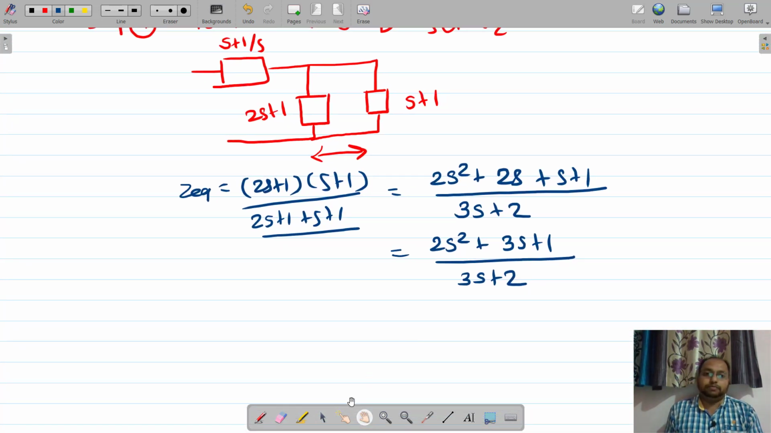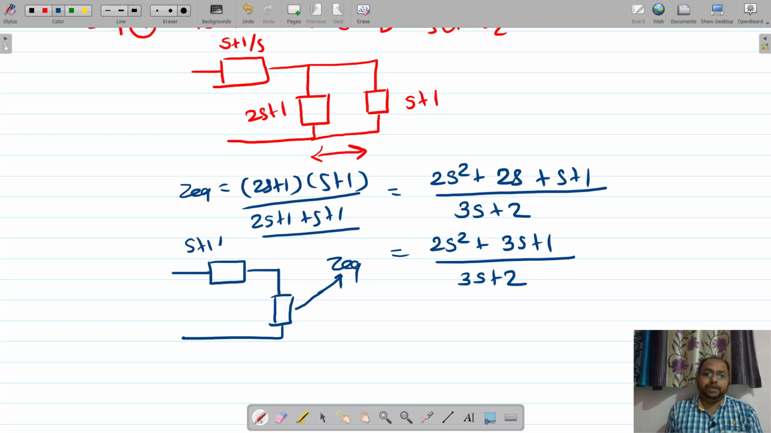Now the circuit will have this kind of connection, and that is Z equivalent 1. Okay, so this is s plus 1 divided by s, right? Okay, now apply KVL.